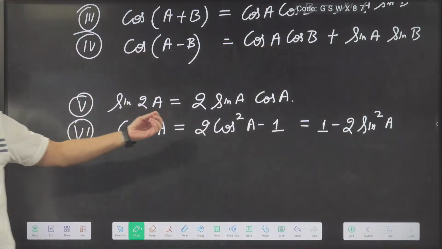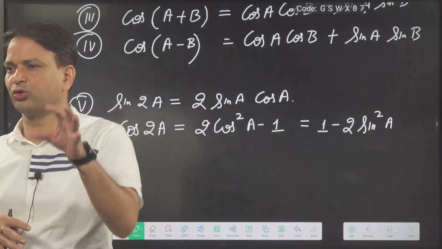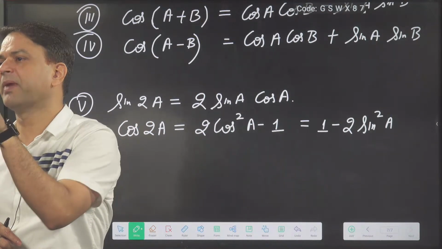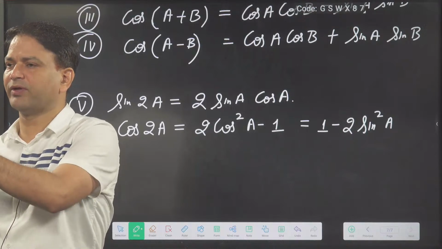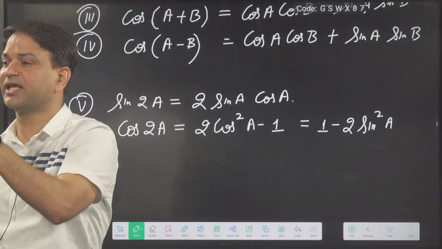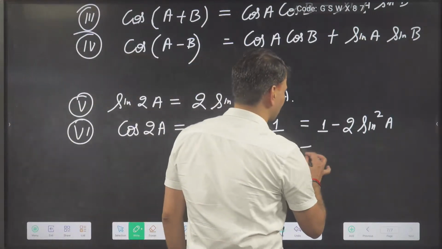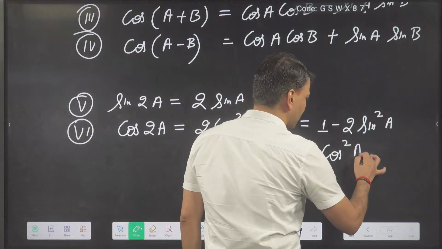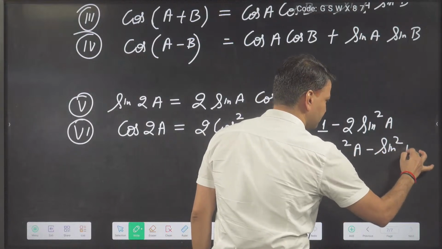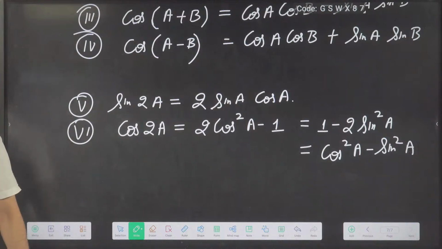In NCERT, in SHM, questions are also given with cos square theta, cos square omega t. So we have to know cos 2A. We are using 2 formulas: 2 cos square A minus 1, and similarly when we are using sine, the 1 and that position get reversed, so 1 minus 2 sine square A. And the third one, which we are using rarely, is cos square A minus sine square A. Other formulas are also there, but we mainly use 2 cos square A minus 1, or 1 minus 2 sine square A.